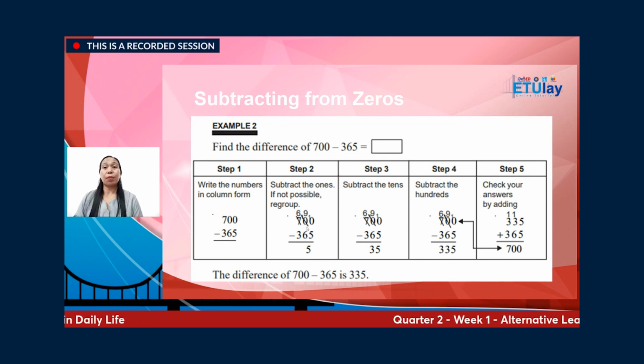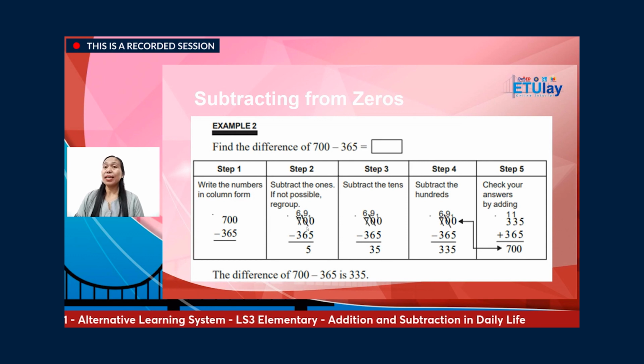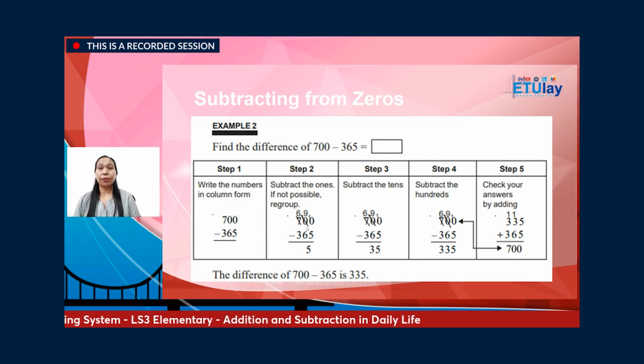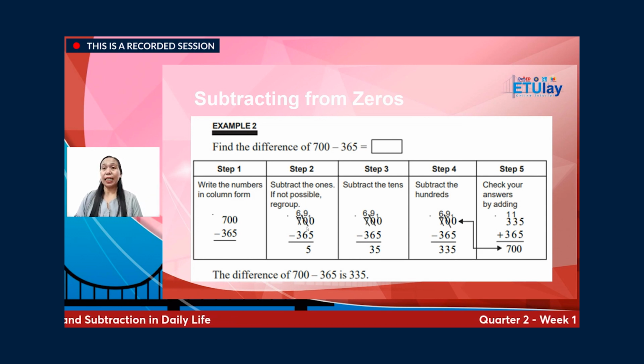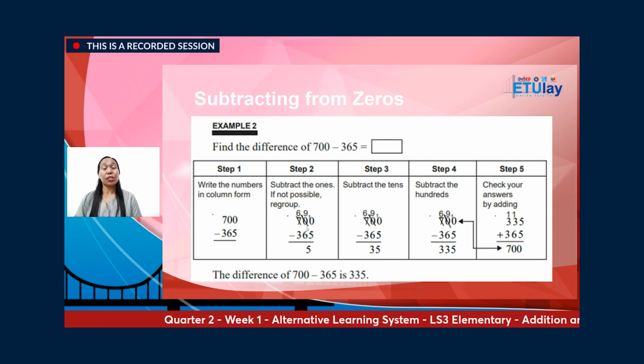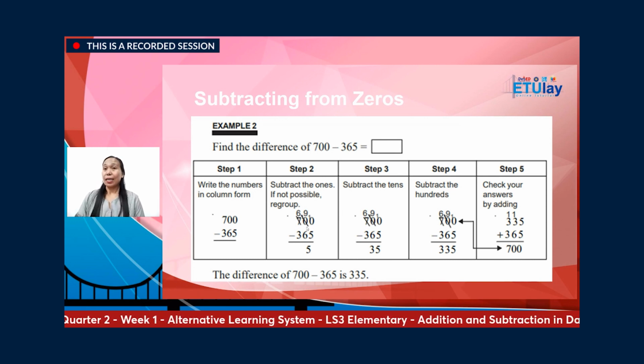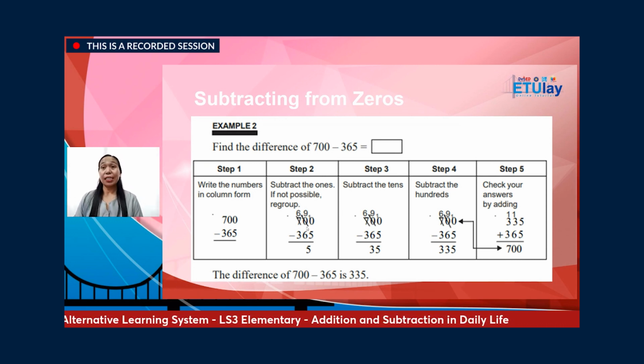So we have 10 minus 5, it's 5. 9 minus 6, it's 3. And 6 minus 3, it's 3. So therefore, the answer is 335. Always remember, if you want to check your answer, just simply add the difference and the subtrahend, which is 335 plus 365 is equal to our minuend, which is 700. Hope you understand, learners. Hope you got it right.